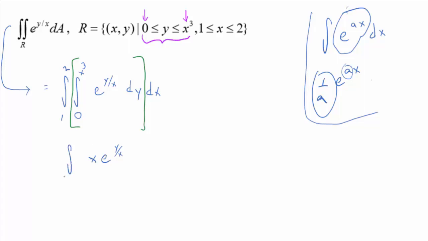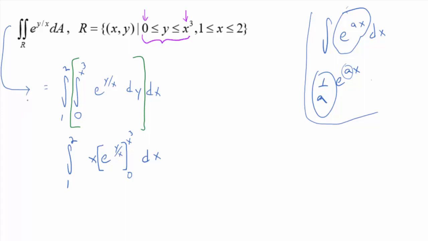Now, you still have the outer integral, but you're evaluating this antiderivative on the inside. Oh, wait, do I need to include the x? It's y goes from 0 to x cubed, right? So we could actually keep that x on the outside of the evaluation brackets and go 0 to x cubed here.